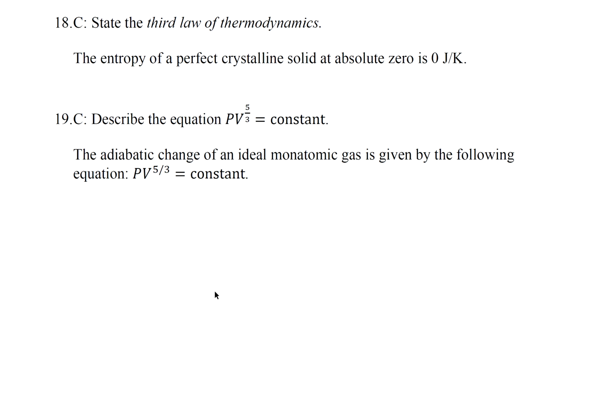Question 19. Describe the equation PV to the 5/3 as a constant. The adiabatic change of an ideal monatomic gas is given by the following equation. PV to the 5/3 is a constant.